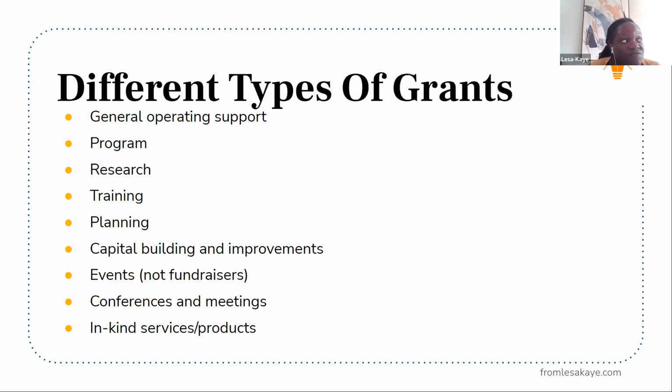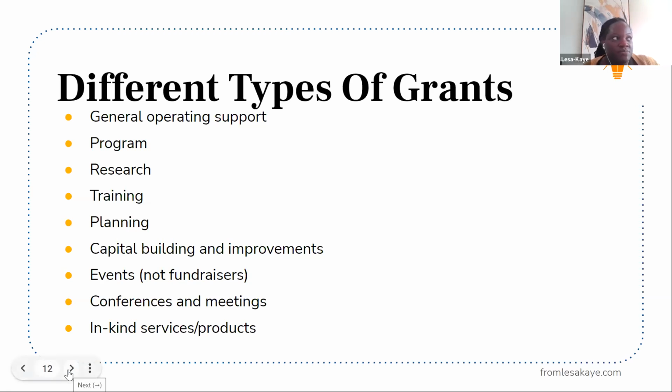Then there are grants for conferences and meetings, and then there are grants that don't provide cash at all. They provide in-kind services or products. For example, there is a grant given out by Comcast Rise, and they provide in-kind services and marketing. They provide products such as laptops, internet service. So they don't provide monetary funding, but they provide support through these in-kind services and products. And that is a grant that you have to apply for, and there is a competitive process.